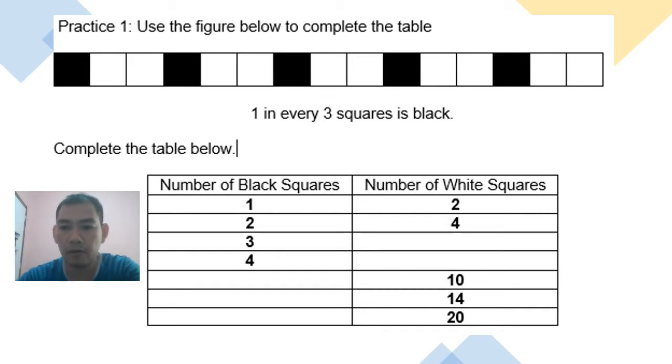Let us have our practice number 1. The figure tells us that 1 in every 3 squares are black, while the rest are white. So therefore, if there is 1 black, there are 2 white squares. If there are 2 black squares, there are 4 white squares. Try to find out how the pattern of number goes, or what was the number multiplied. Then complete the table. Your 30 seconds starts now.